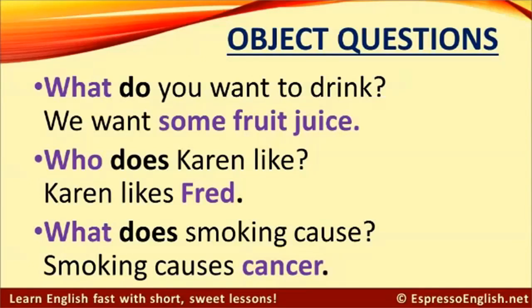Who does Karen like? Karen likes Fred. We are asking about the object of Karen's affection, Fred. This is an object question, so we use the auxiliary verb does. What does smoking cause? Smoking causes cancer. Again, this is an object question.